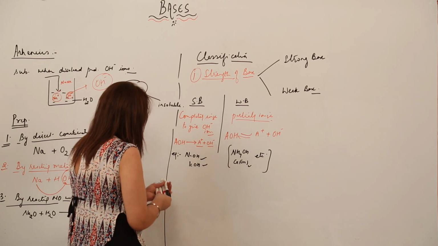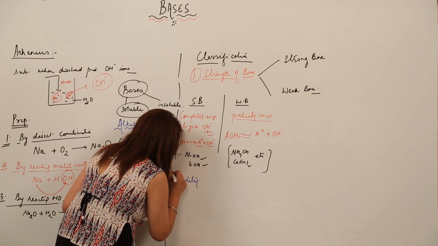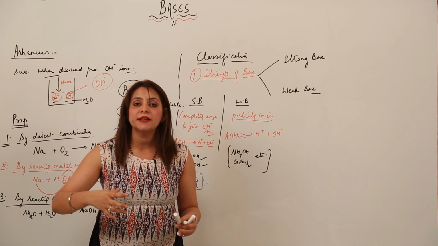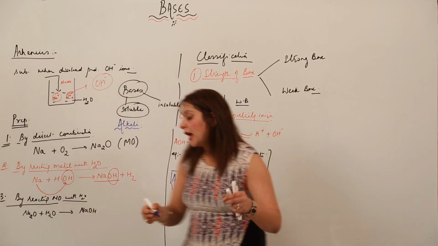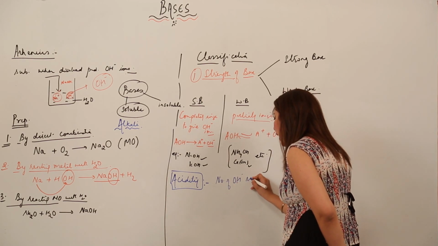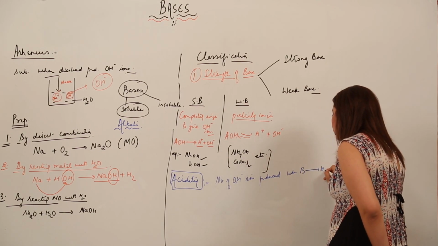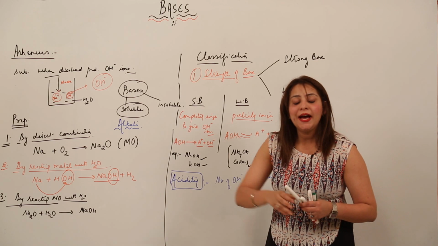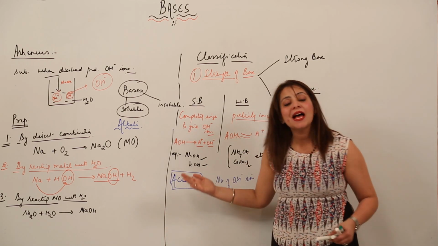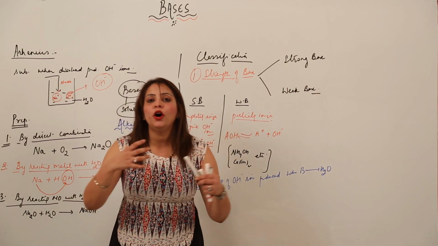Now we have a term, the acidity. Like we had the term basicity for an acid, likewise we have the term acidity for bases. So the acidity of a base means the number of hydroxide ions produced when the base is added to water. So when we add a base to water, the number of hydroxide ions we see indicates the acidity of the base. See, basicity is for acids and acidity is for bases, right?